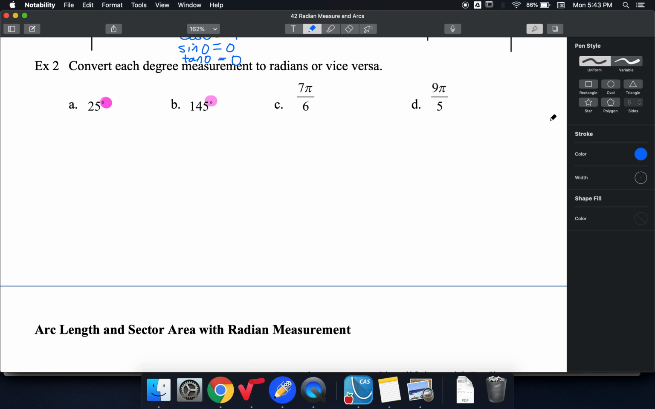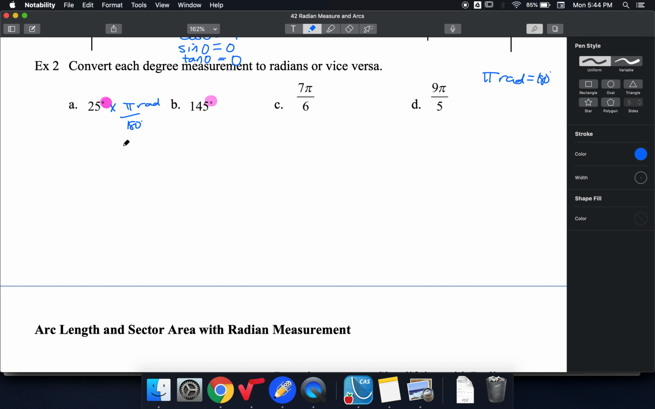All right, so I know that in general, pi rads are equal to 180 degrees. So if I have 25 degrees, well, I'm going to multiply that by pi and divide by 180 to convert to radians. So I always want to think about my symbols canceling. So degrees over degrees will cancel out, leaving me with just radians.